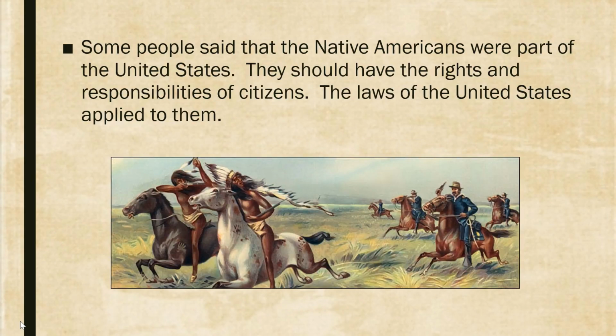On the other hand, some people said that the Native Americans were part of the United States. So they should have the rights and the responsibilities of citizens, and the laws of the United States applied to them. So this is a different way of looking at the Native Americans, and some people thought that this was the best way to deal with the situation.